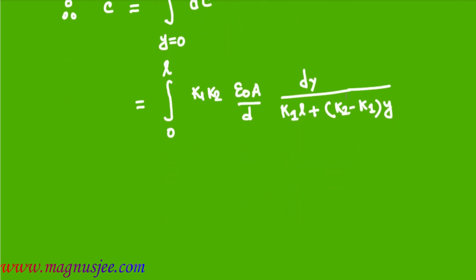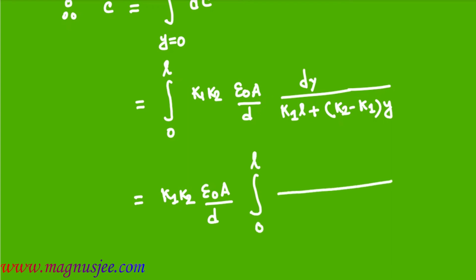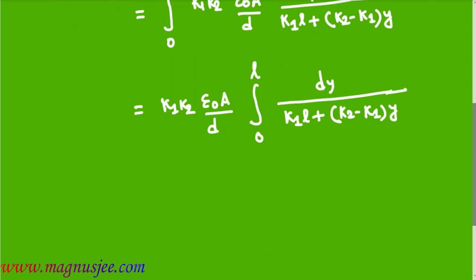Now k1 k2 epsilon 0 A divided by d are constant. We can bring k1 k2 epsilon 0 A divided by d outside the integration. Integration 0 to l of dy divided by k1 l plus (k2 minus k1) into y.